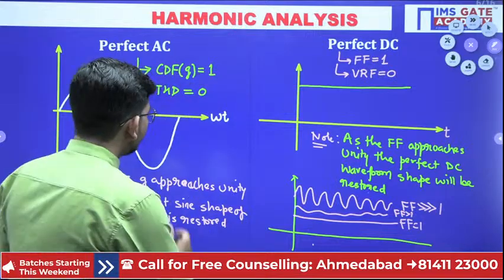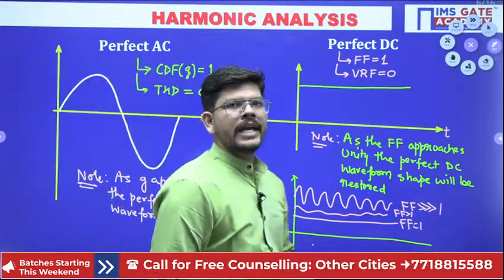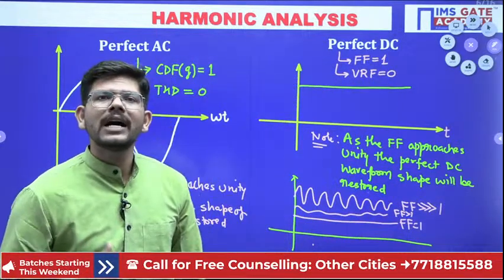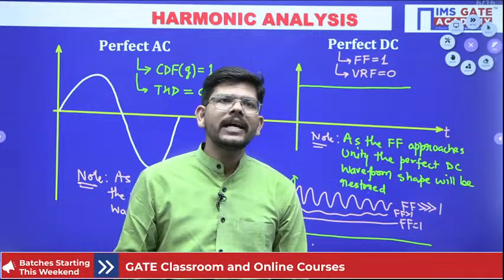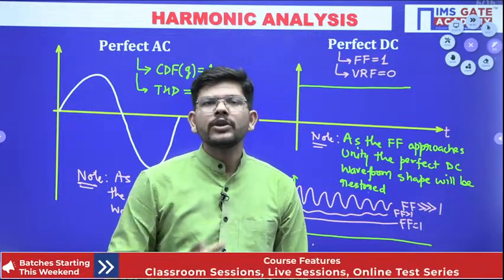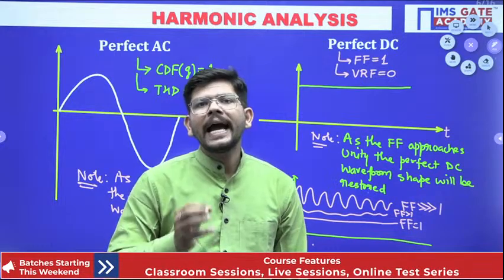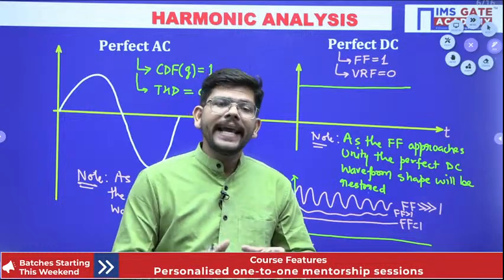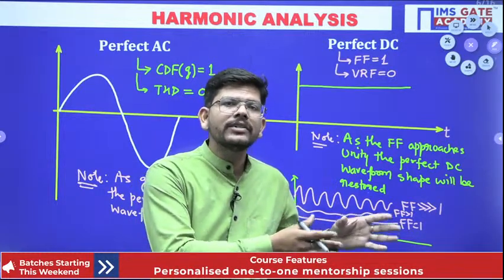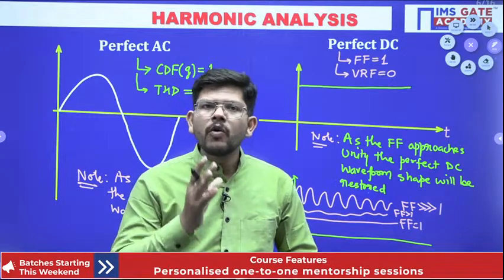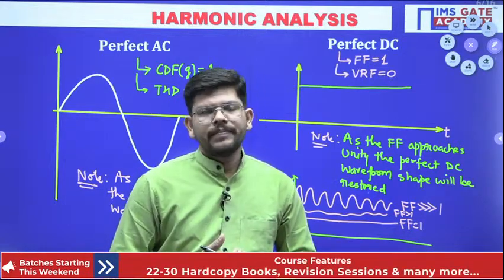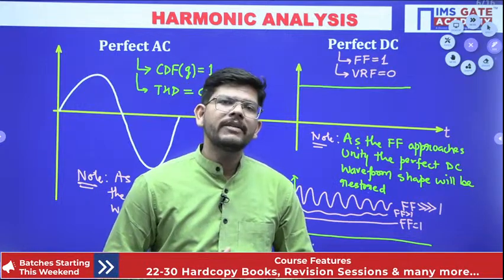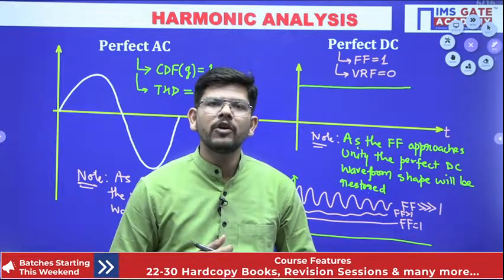So this is how we will define a perfect AC and perfect DC, and this is how we are going to analyze the harmonic analysis on the AC side and DC side of the converter. Current distortion factor and total harmonic distortion are the terms restricted to the harmonic analysis on the AC side of the converter. Voltage ripple factor and form factor are the terms restricted to the harmonic analysis on the DC side of the converters.